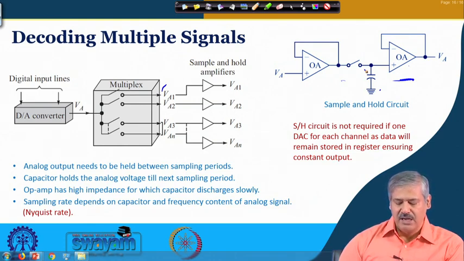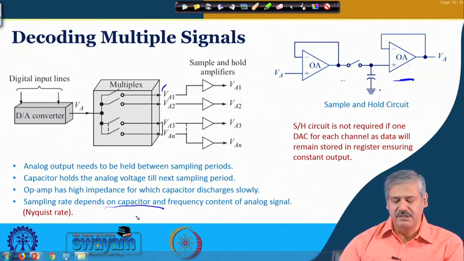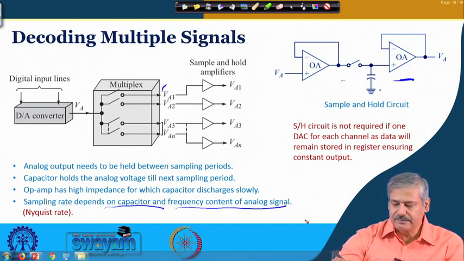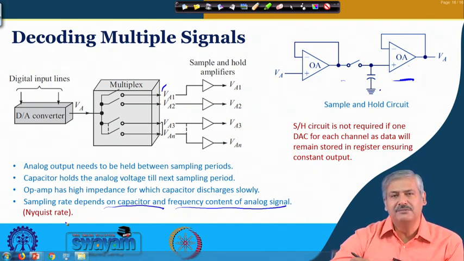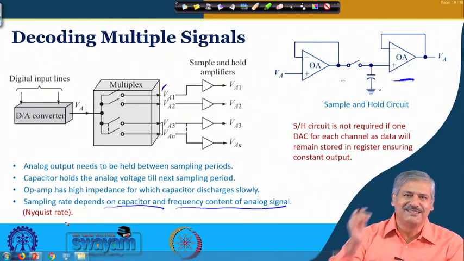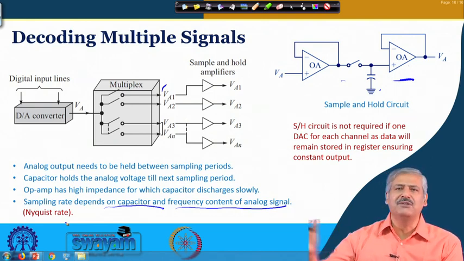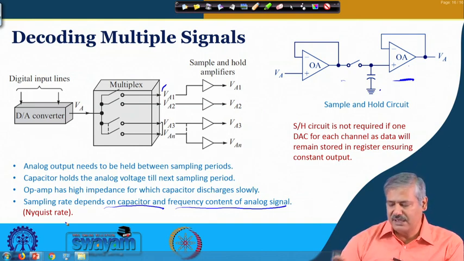Is it okay? And the sampling rate depends on the capacitor, how quickly the voltage comes down, and the frequency content of the analog signal that is produced. There is something called the Nyquist rate, you need not worry about it unless you already have exposure to digital signal processing. If the frequency content is on the higher side, then you need to sample it faster, and if the frequency content is less, that means a slow moving signal, you can sample it at a lower rate. So, that is the idea.